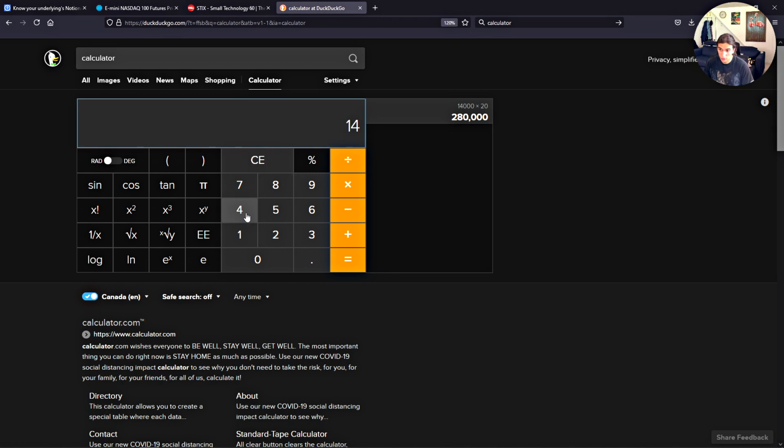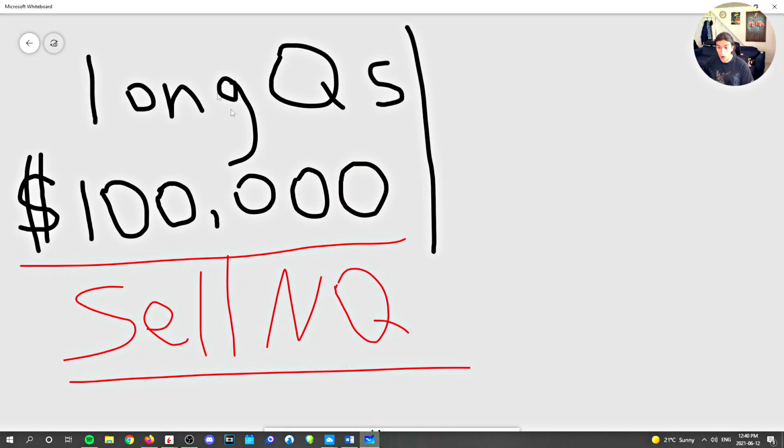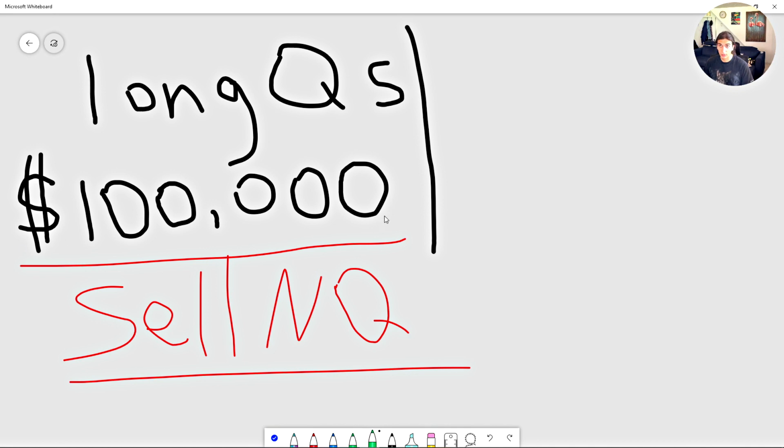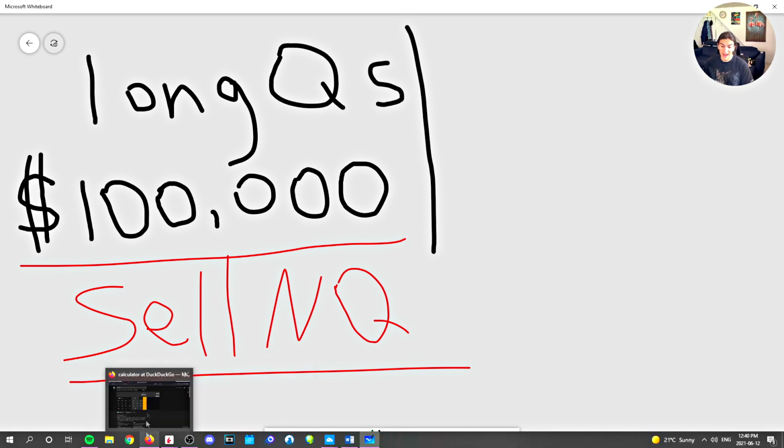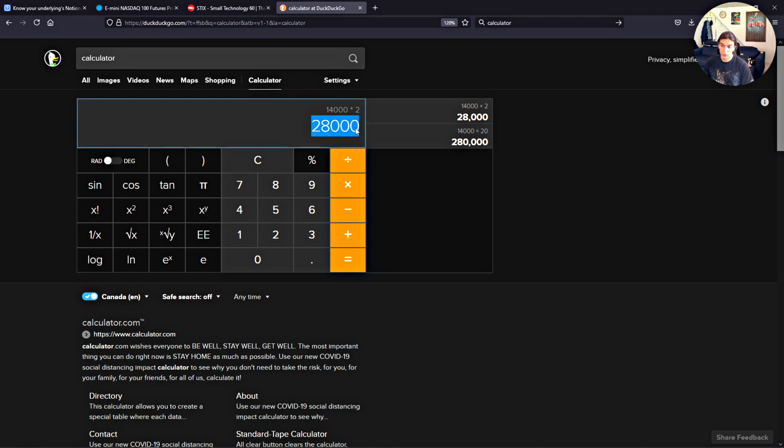Let's calculate the notional value of the micro Nasdaq contract, MNQ. So again, the contract's valued at 14,000 times 2, and that gives us a notional value of 28,000. So you can see now that this is more reasonable and workable for our underlying position of $100,000 long in the Qs. So now for every contract we go into the futures market and sell of the micro Nasdaq contract, we would be reducing our long exposure by 28,000 a contract.